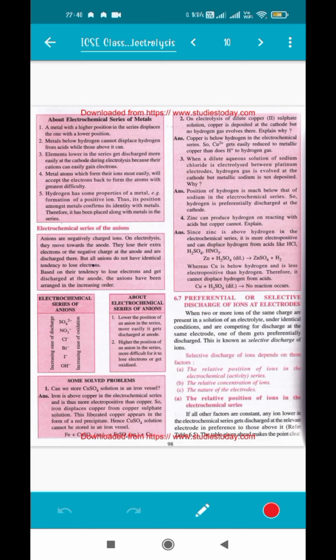If the anion is present at the upper part of the electrochemical series, that means if we consider sulfate, nitrate and all, they find it difficult to go to the anode. So this is a problem for them. So the lower we go in the electrochemical series, all the bottommost ions, they can easily get discharged at the anode. That means they will easily go to the anode during the electrolysis process.